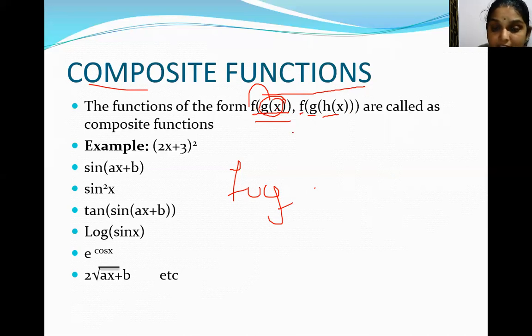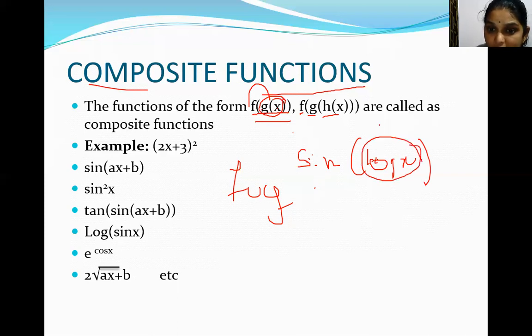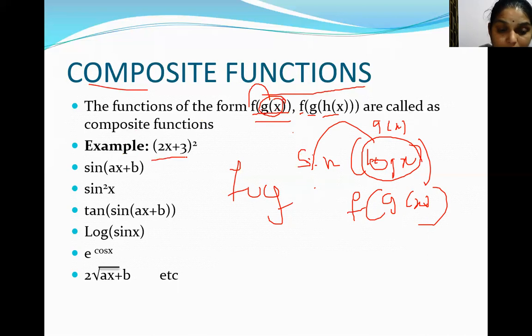Similarly, suppose I have sine operating on log x. Here log x I'll call as a function, say g of x. Then sine operating on it is f operating on g of x. Our f of x is sine x, but that x is again a function g of x. And here, 2x plus 3 the whole square: the whole square is one operator, and 2x plus 3 is one function. Then sine operating on ax plus b.